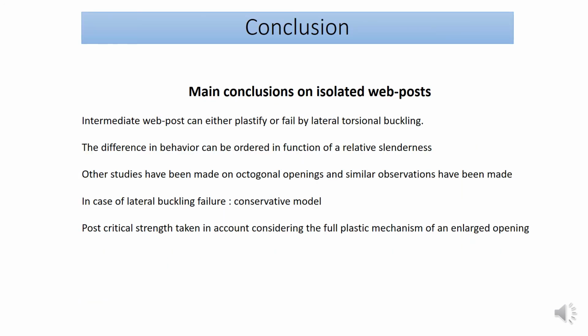So, as a conclusion, we could see that the intermediate web post can either plastify or fail by lateral torsional buckling. The difference in behavior can be ordered as a function of a relative slenderness. Other studies have been made on octagonal openings, and similar observations have been made. In lateral buckling cases, we observed that the model is rather conservative, but we could improve this model by using a buckling curve like buckling curve A or B.